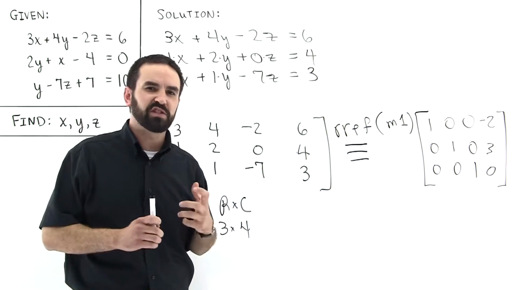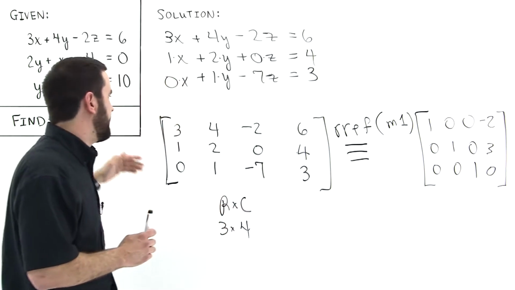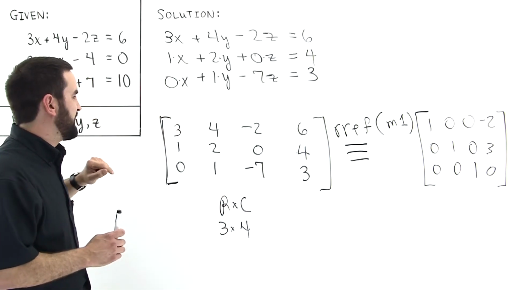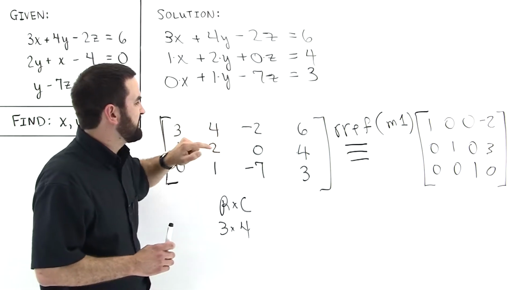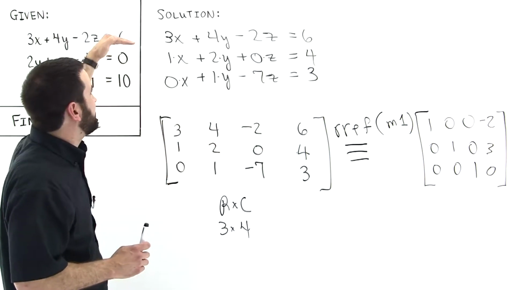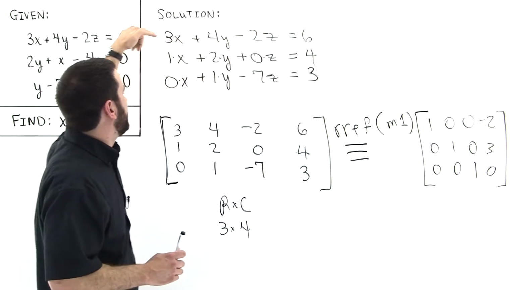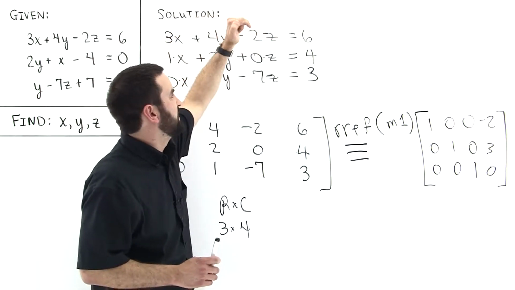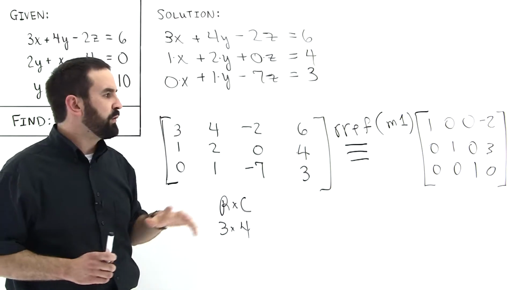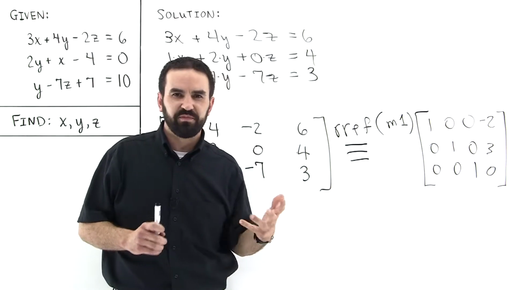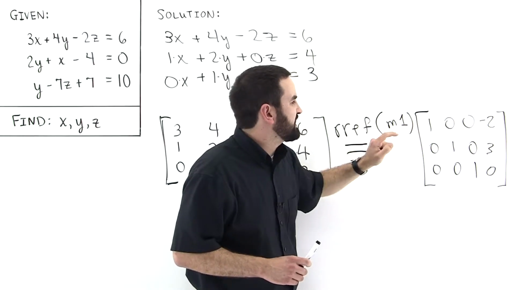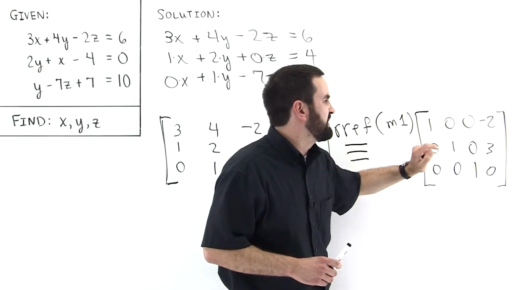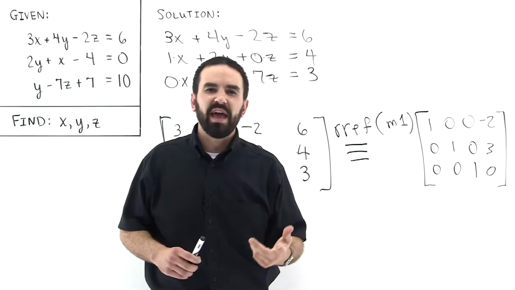The way that the matrix speaks to us is it says the following. Let's take a look at this first row of this matrix. It says 3 times x plus 4 times y minus 2 times z equals 6. Well look, that's just this first row here: 3x plus 4y minus 2z equals 6. So the new matrix speaks to us in the same language. This one says 1 times x plus 0 times y plus 0 times z equals minus 2. So x equals minus 2.